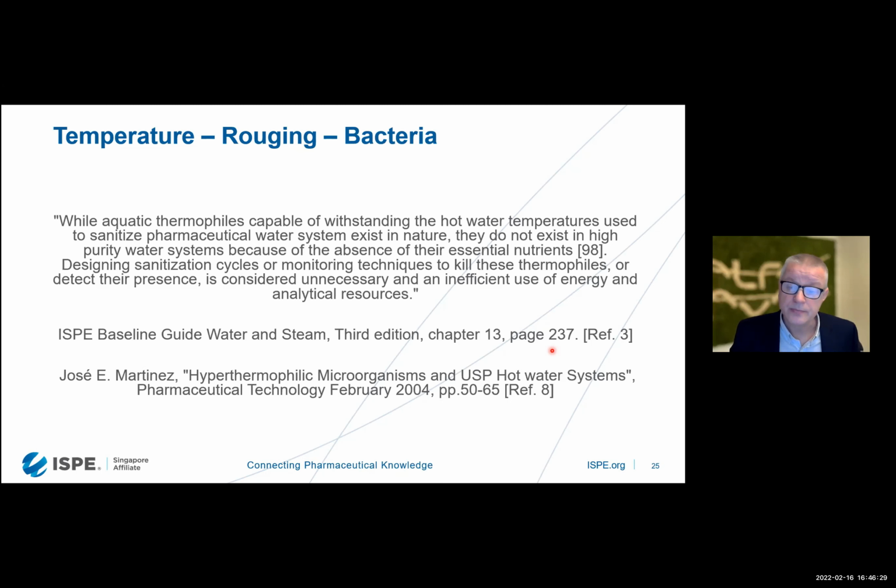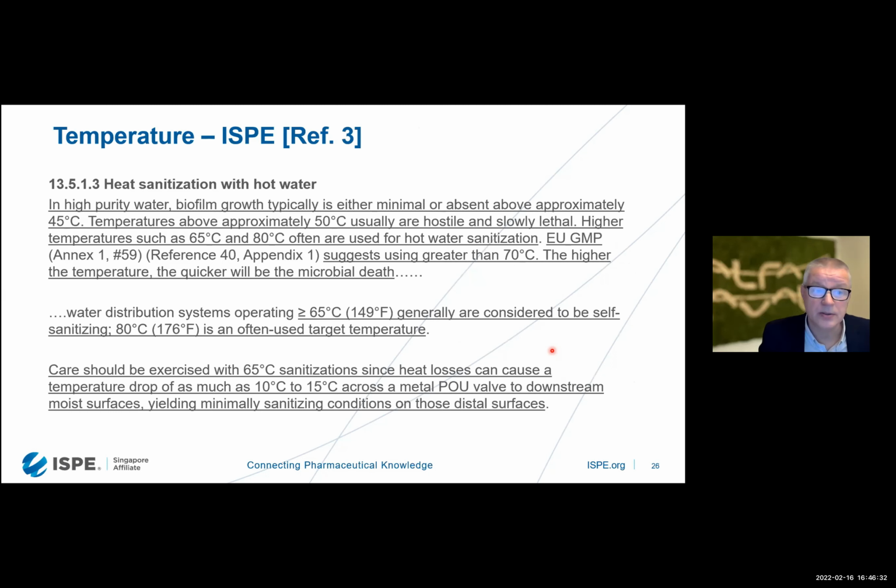You can also read it in the guidance book, where it says that in high purity water, biofilm growth is typically either minimal or absent above approximately 45 degrees Celsius. This is a sign that we have mesophile bacteria in the water system, meaning that even in a hot water system, maybe you don't need to go much higher than 60 degrees. I see so many water systems operating at 85 or 90 degrees, but there is no reason to use it.